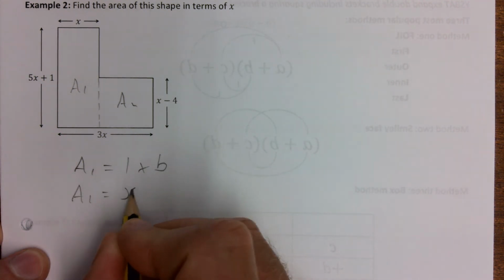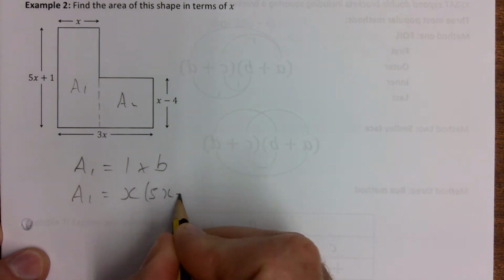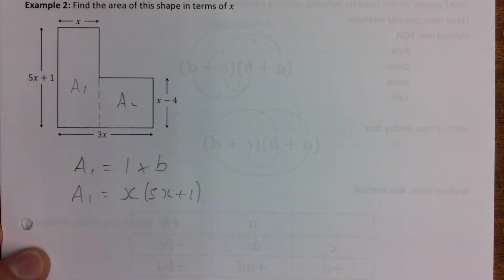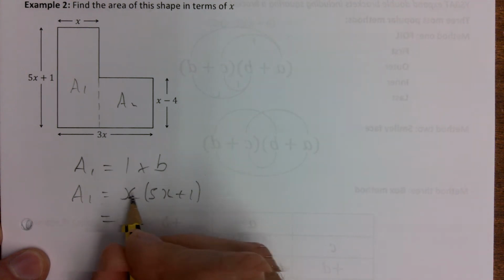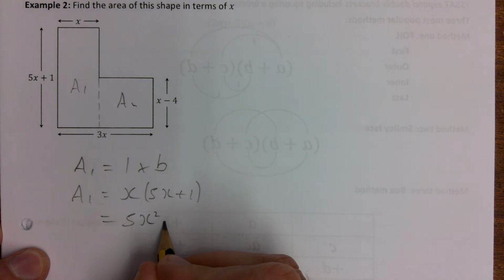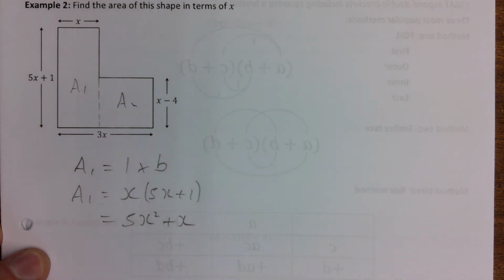Area 1 then is x multiplied by 5x plus 1, and I hope you're happy that that makes sense there. That means this multiplied by this, that's really what the bracket means there. So you did 5x squared plus x.